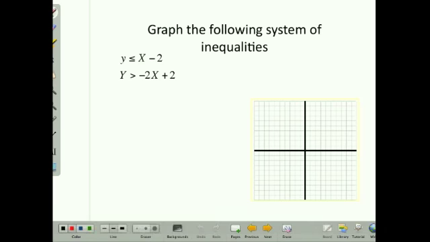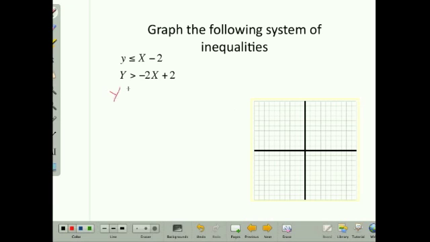So we've got two equations here. Y is less than x minus 2. Notice that this is an inequality. This is less than or equal to, so this line is going to be solid, whereas this one is going to be dotted because it doesn't have the equal sign. So let's go ahead and graph this one first.